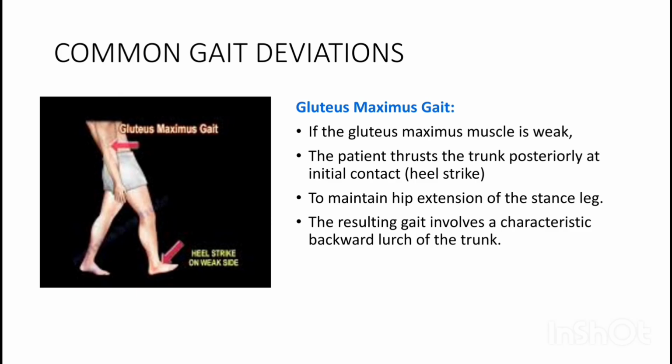Next is the gluteus maximus gait. If the gluteus maximus muscle of the stance limb is weak, during heel strike or initial contact when there is need of the hip extension, to compensate for this need, the patient's trunk will lurch backwards.